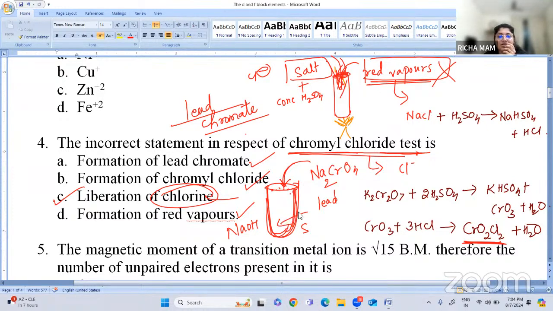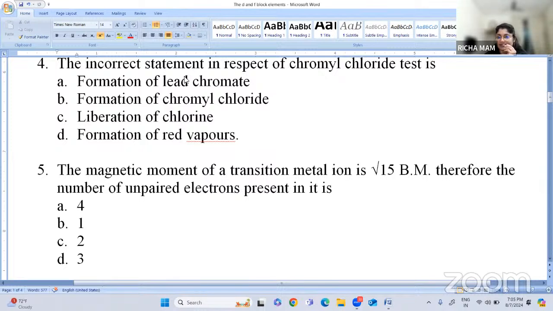You should get this yellow solution. You have to be proper in passing the gas, collecting the red vapors into the test tube containing NaOH. Then it will turn into a yellow solution. Then you add lead acetate and acetic acid, neutralizing the solution, and you get lead chromate. So this is the reaction behind this test. So option C. I hope all have got it.